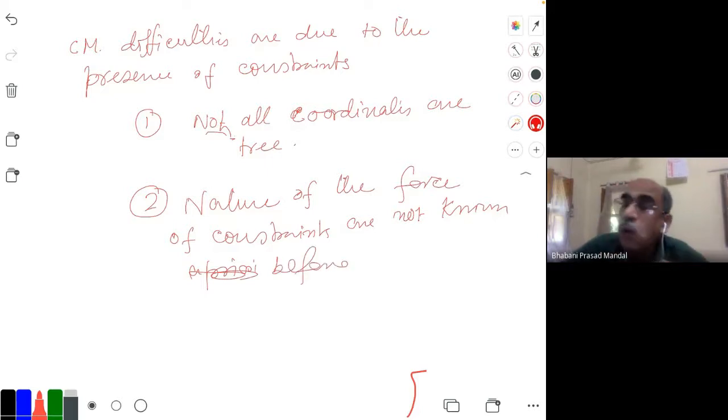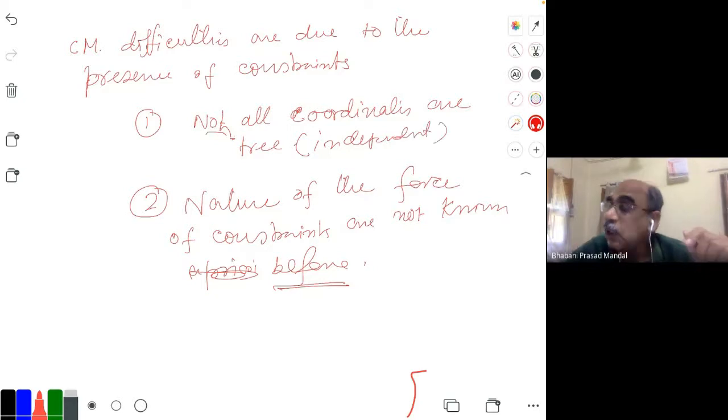So we don't know when we write the Newton equation, suppose Newton's second law, I need to know all the forces, but the nature of this force is not known when I write it. So we have difficulties in studies. So the first difficulty is that not all coordinates are free or independent. So these are the two difficulties when we have constraints present in the system. And if we can remove these difficulties, then we can very easily study our system.